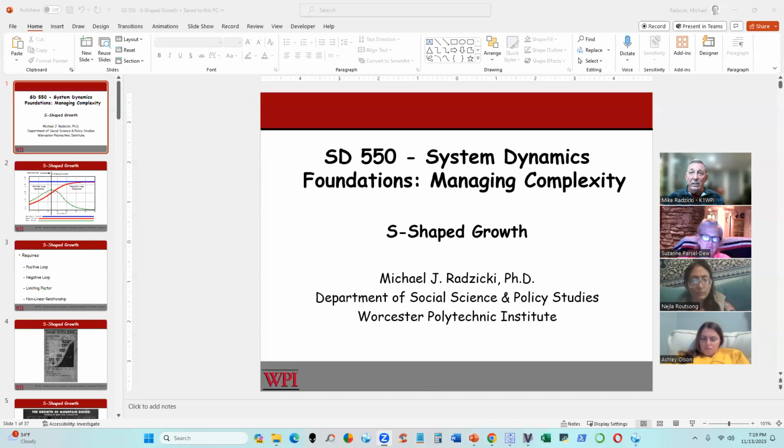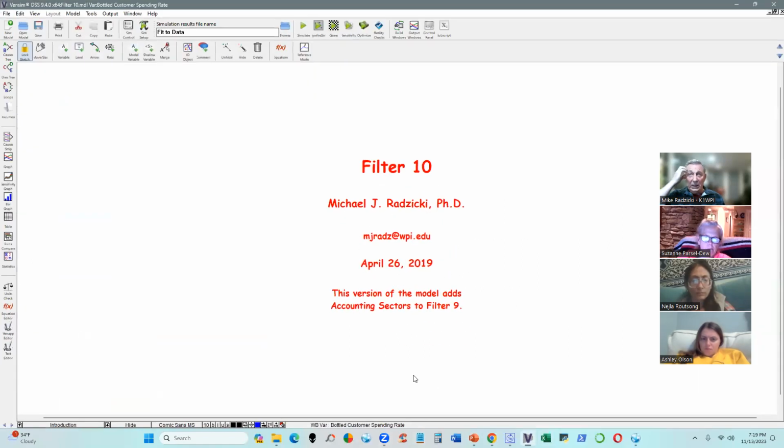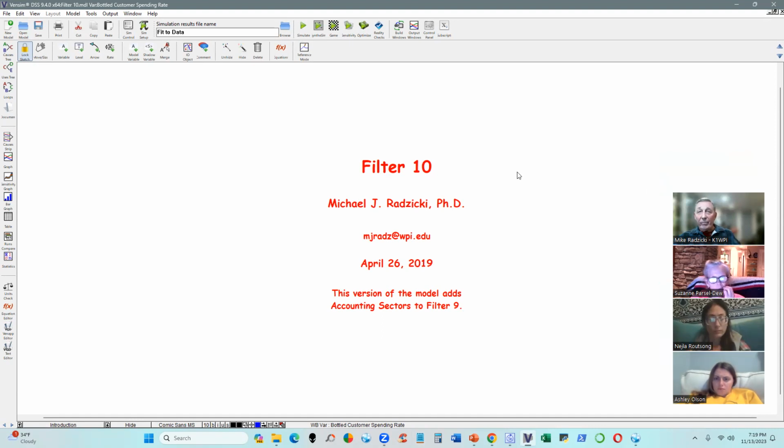But let me share my screen again, because this is kind of a neat model. Now, it's still in Vensim, and I call it Filter 10. And this was April 26, 2019. Just as an aside, this is one of my stylistic things that I do: I like to put in information when you open a version of one of my models. Who did it? Well, it's me. What's the author's email address? When did this thing happen? And a brief blurb about what's going on here.